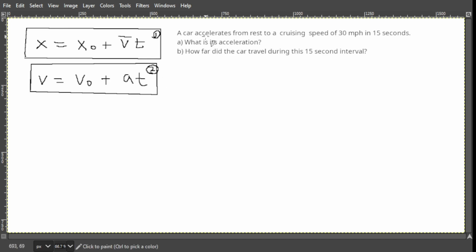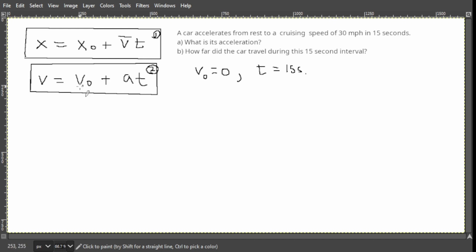So here's a problem statement. A car accelerates from rest to a cruising speed of 30 miles per hour in 15 seconds. What is its acceleration? Well, here we have an equation that gives the final velocity in terms of the initial velocity, the acceleration, and time. Let's see what we know here. The car accelerates from rest. That means v0 equals 0. Starting from rest means your initial velocity is 0. So we got that one. The time it's going to take, we're given that time interval, 15 seconds.